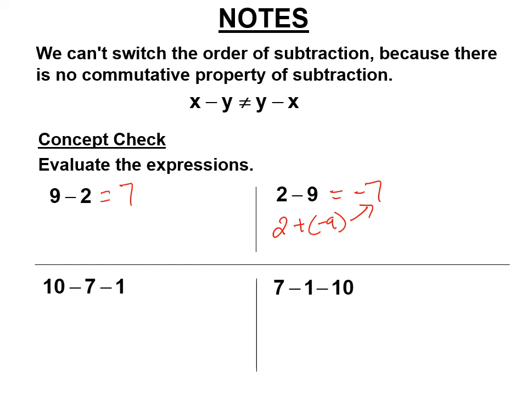Now, this has order of operations in it. Which do you have to do first? Right? This is a tie. When you have a tie between operations, you have to go left to right. Only when there's a tie, though. 10 minus 7 is 3. 3 minus 1 is 2. Now let's see if we get the same answer when we switch it around. Because we switch it around with addition, we get the same answer. 7 minus 1 is 6. 6 minus 10, negative 4. No, you do not get the same answer because there's no commutative property of subtraction.